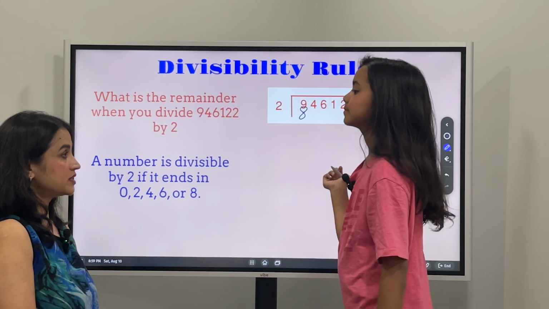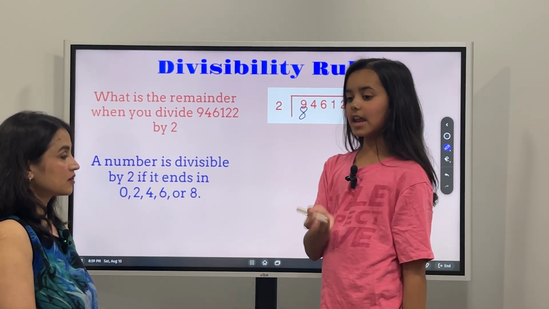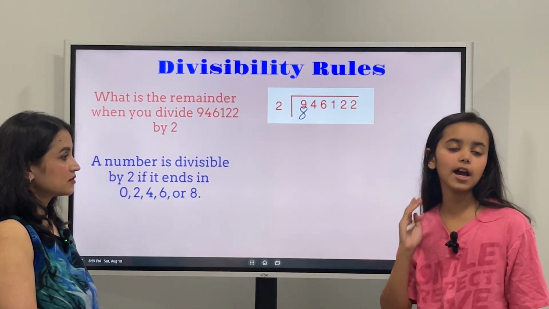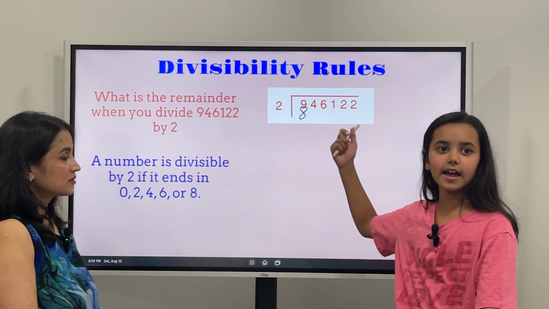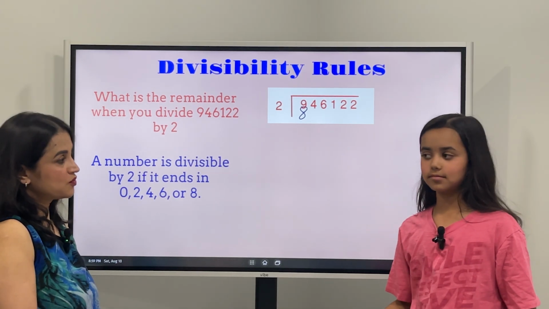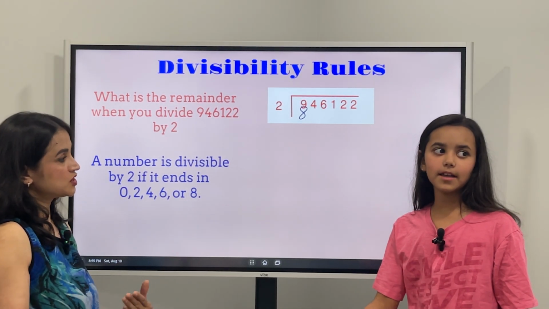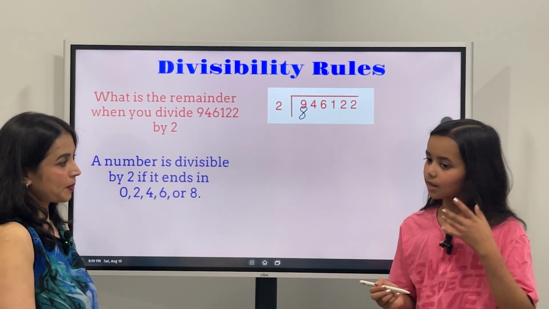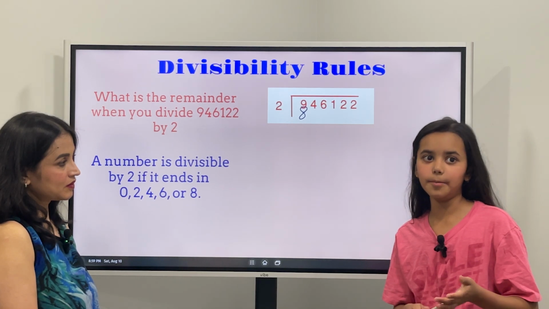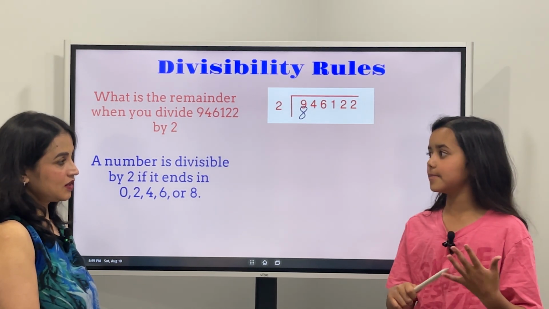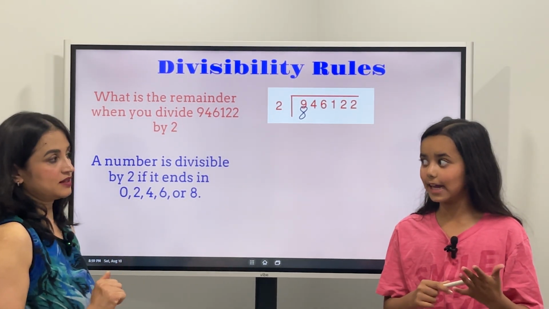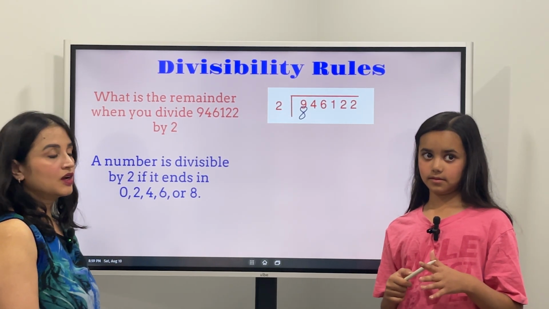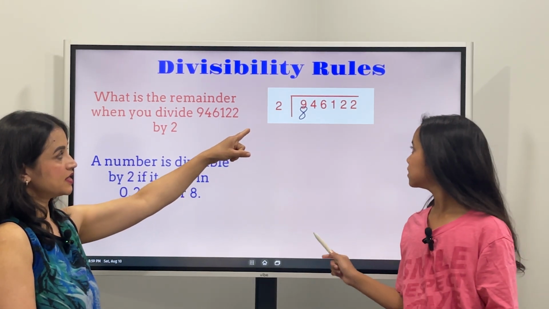How did you get 8? Because 2 times 4 is 8. If you go 2 times 5, it will be 10. Nine is one of those odd numbers, so 2 times something has to be lower than 9, 9 or almost 9. So that's how you got 8 there.